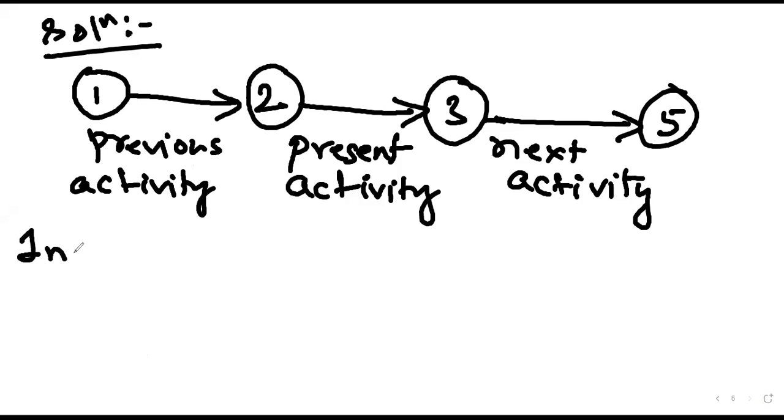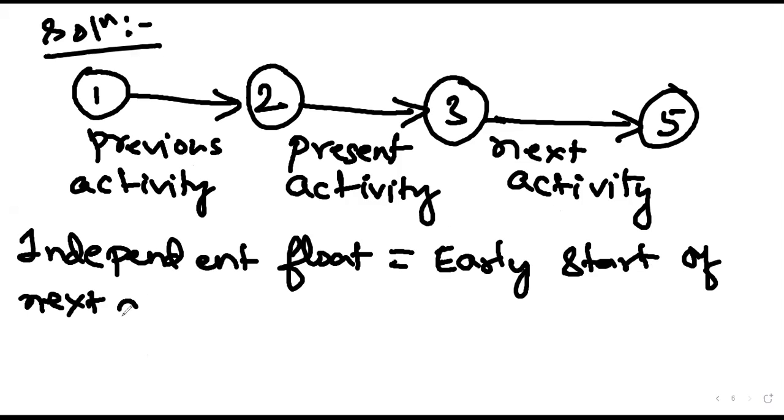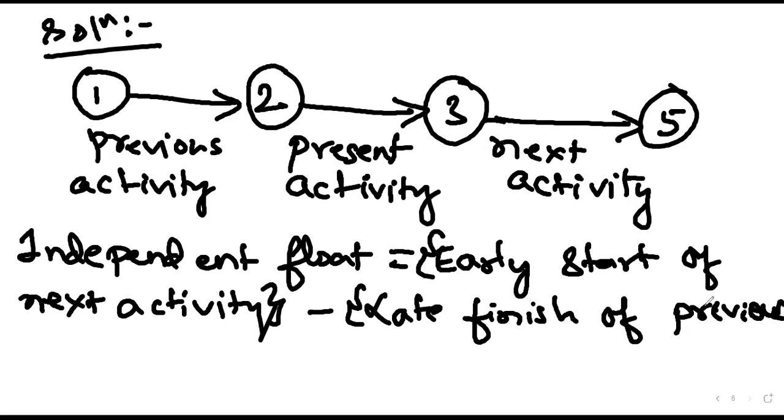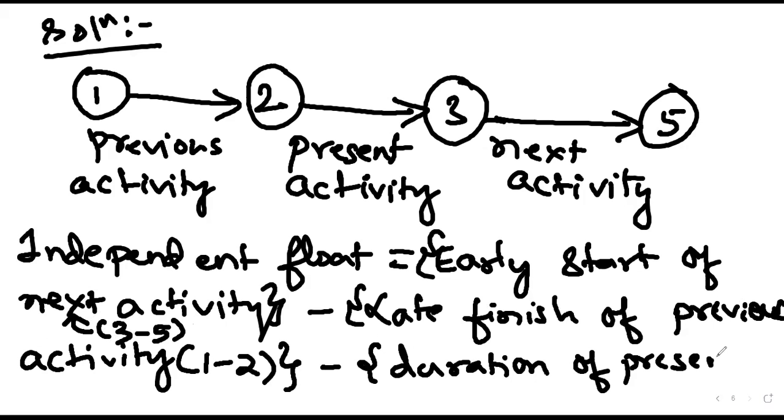Now we'll define what independent float is. Independent float is equal to the early start of the next activity minus the late finish of the previous activity, minus the duration of the present activity. The next activity is 3-5, the previous activity was 1-2, and we subtract the duration of the present activity.